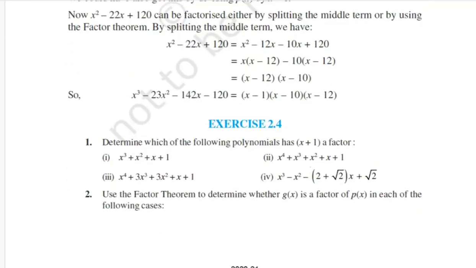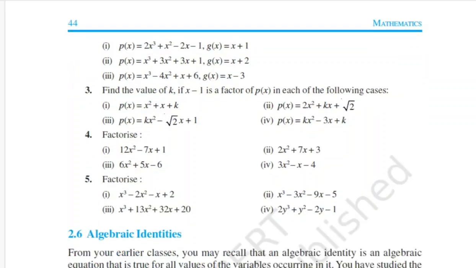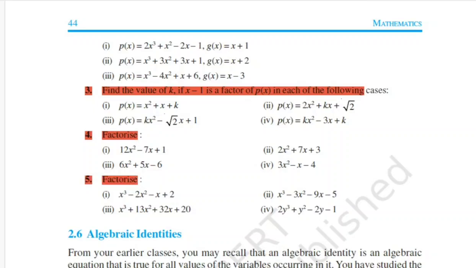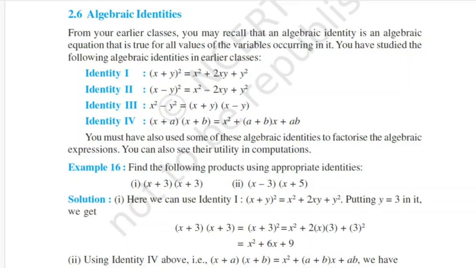Now if I go to exercise 2.4, here especially you see question number 3, find the value of k. Such a question is very important. Similarly factorize also, see both factorize. Now if I remember, in this book some questions are missing here. So if I see in the new textbook there are some additional questions also, you go through those questions also. Okay, now if I see the next exercise, that is exercise 2.5.